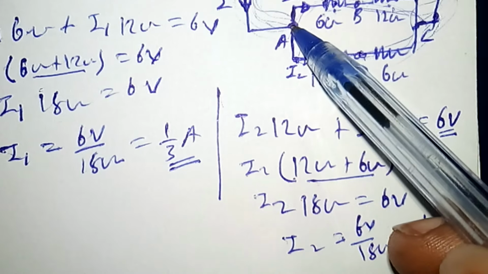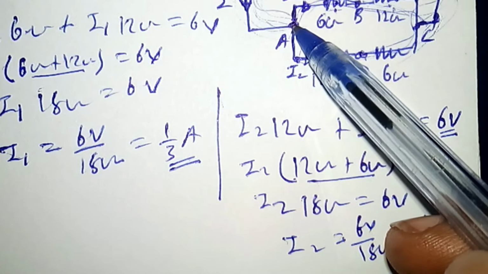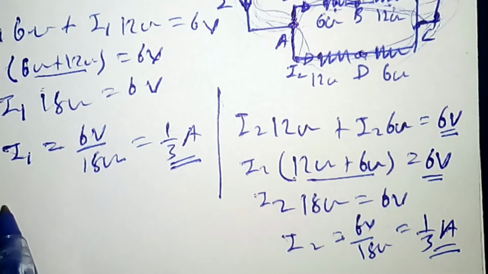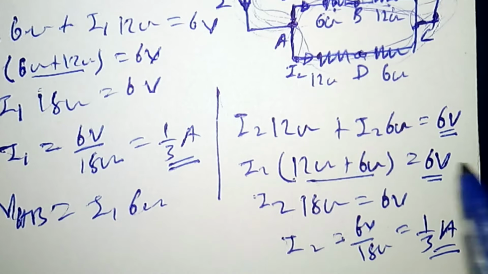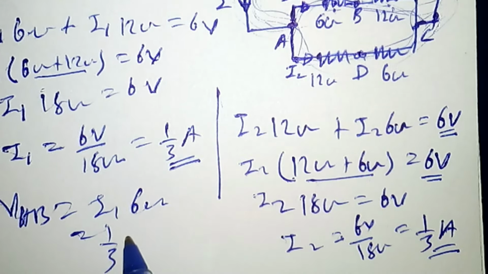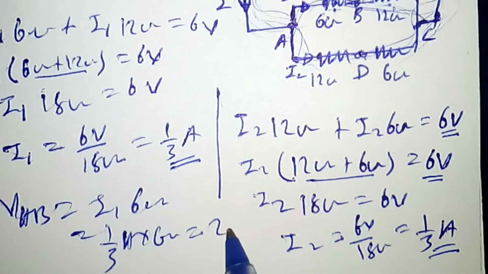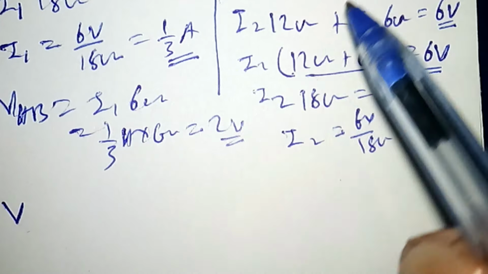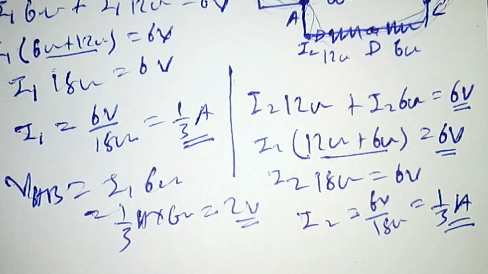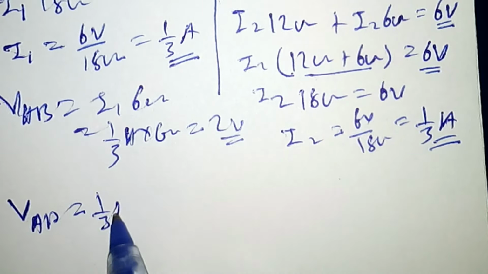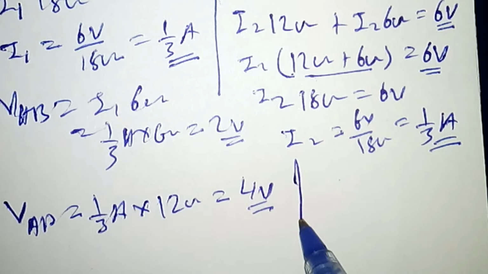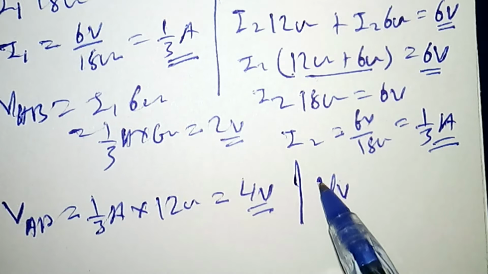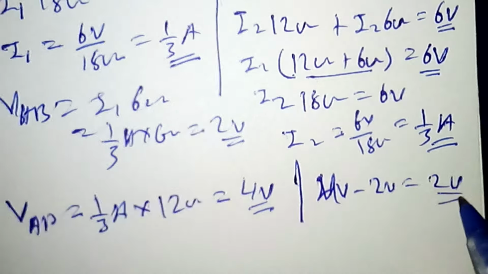So the currents passing through the lower and upper paths, that is through B and D, are the same. Then I can find the voltage across A and B as before: V_AB equals I1 times the 6 ohm resistor, which is 1/3 ampere times 6 ohm, exactly 2 volts. The voltage across AD is 1/3 ampere times the 12 ohm, which equals 4 volts, and the difference is 4 volts minus 2 volts, which is 2 volts, exactly as we calculated earlier.